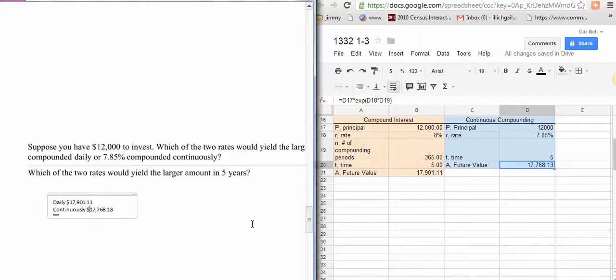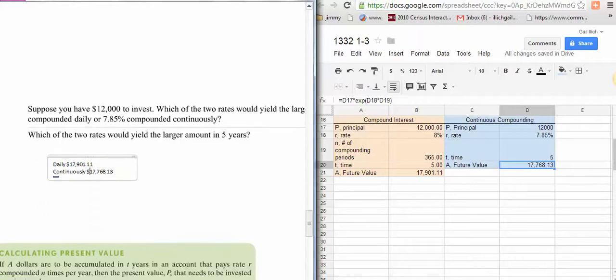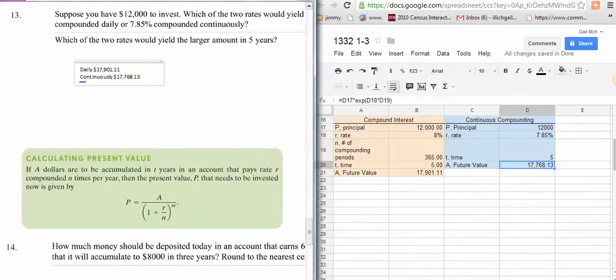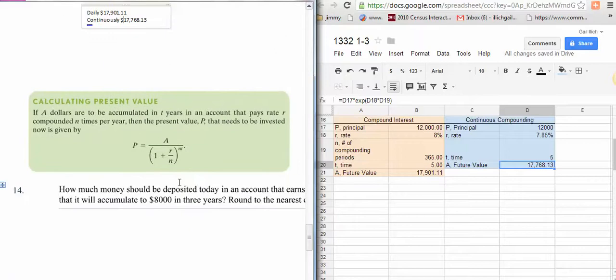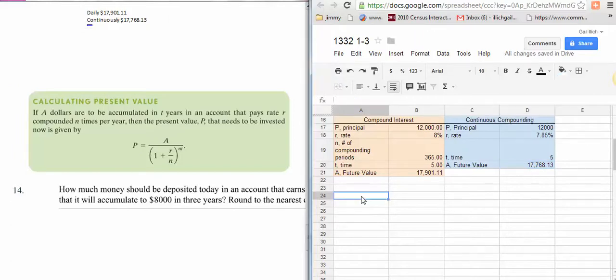Okay, so let's go down. And now we have a new formula, a third formula. I think this is the last formula. It's similar to one that we worked on a minute ago. It's asking how much you need to invest to end up with a certain amount. So what we're going to do is calculate present value. We're going to make a little present value calculator.